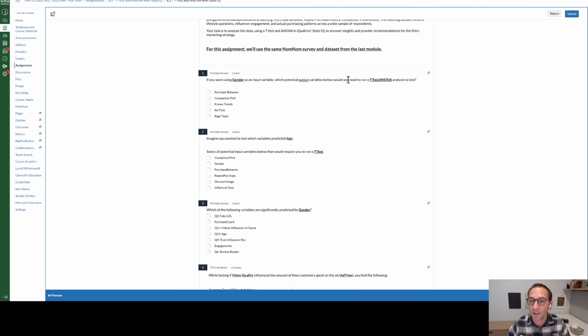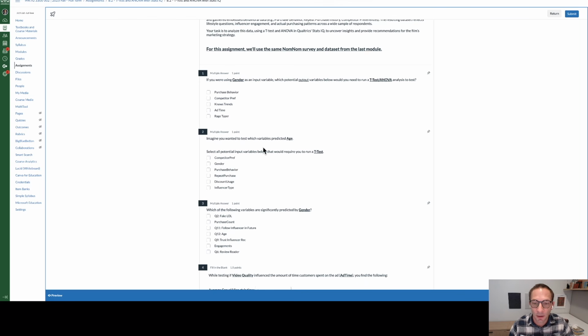Okay, so for the first part of this assignment, question one, you're looking at, if gender was an input variable, what potential output variables would you need to run a t-test and ANOVA? So think, in what instances are we going to run a t-test and ANOVA? If gender is your input, your output should be what? A category or a number, and then you're going to select the correct response from these based on whether they're a category or a number. So think back to our last video. Which one should it be? A hint, it should be a number.